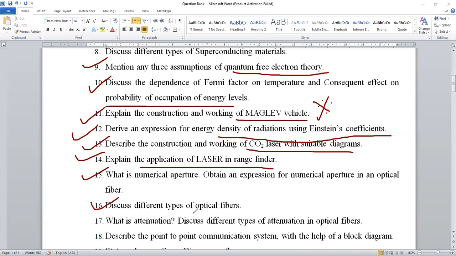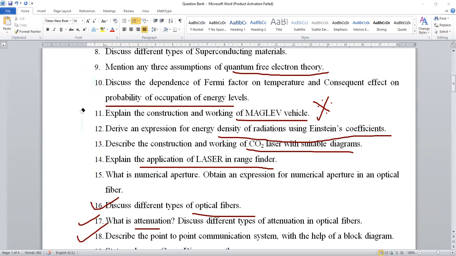Discuss the different types of optical fiber, the classification of OFC. What do you mean by attenuation? Write down the formula. Different types of attenuation in optical fiber, that also you have to explain. Attenuation is one of the important parameters. Describe the point-to-point communication system with the help of a block diagram.